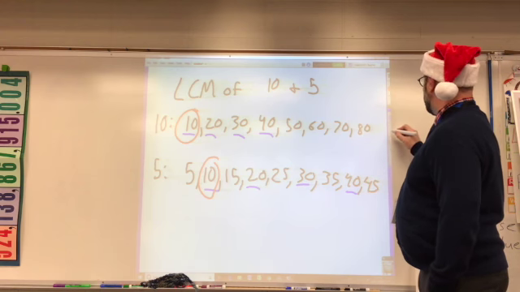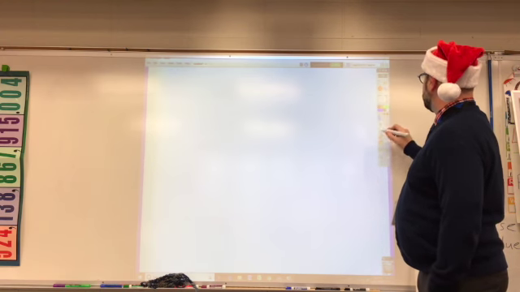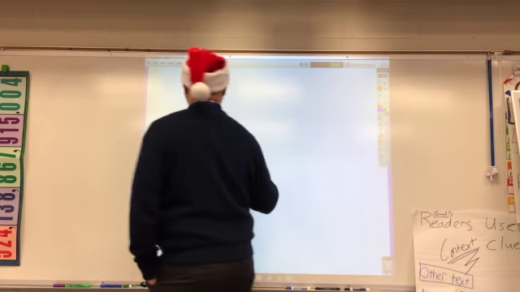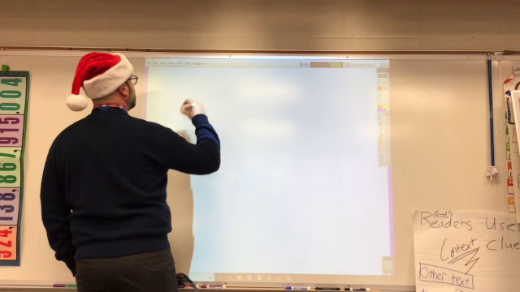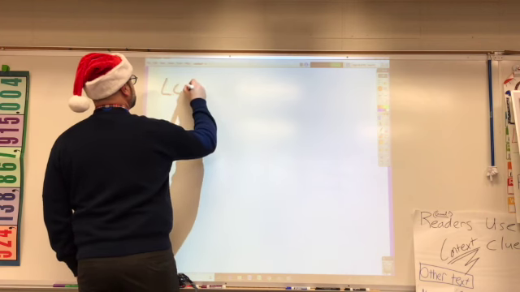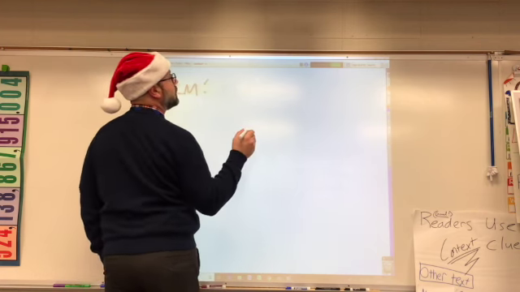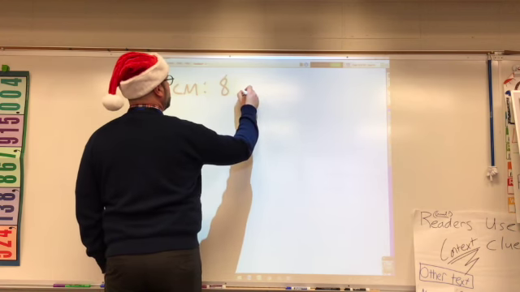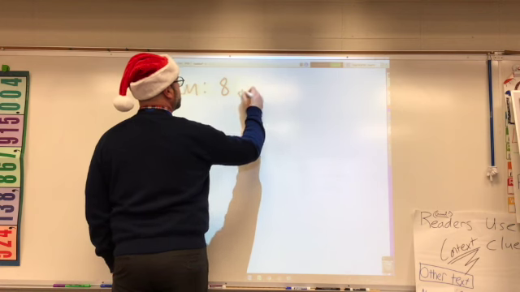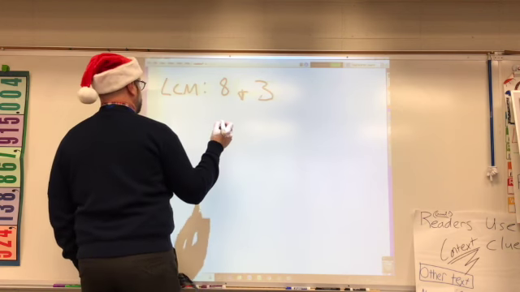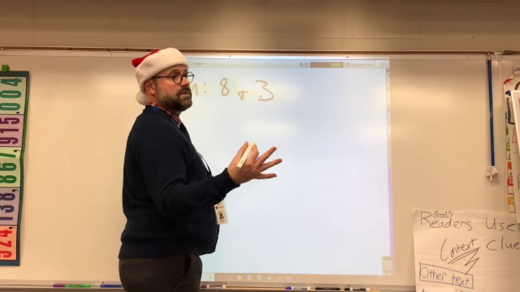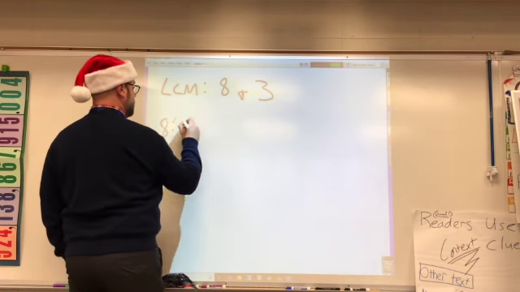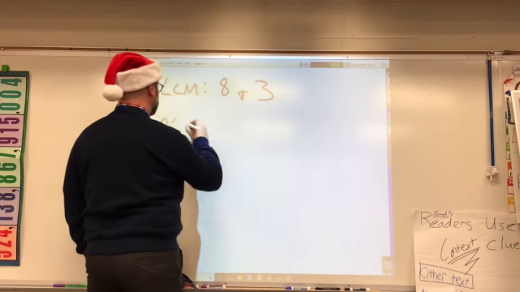And we're going to look at one more just to get this practice in. Let's find the LCM of 8 and 3. So I'm going to skip count the first 10 multiples of 8. So it'd be skip counting by 8 10 times.